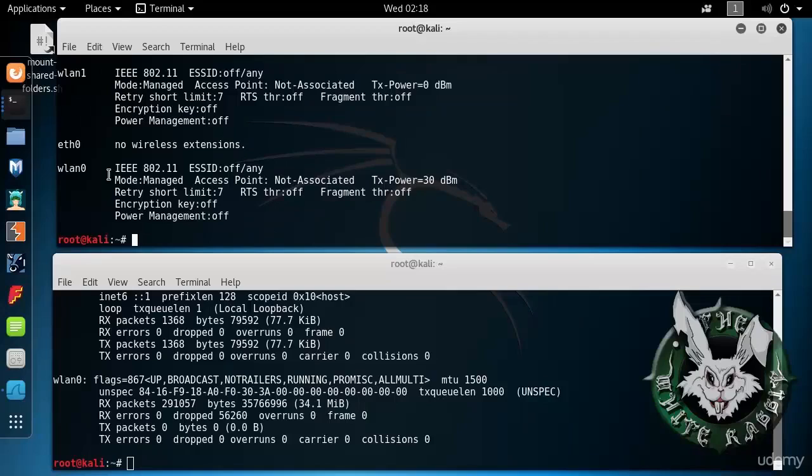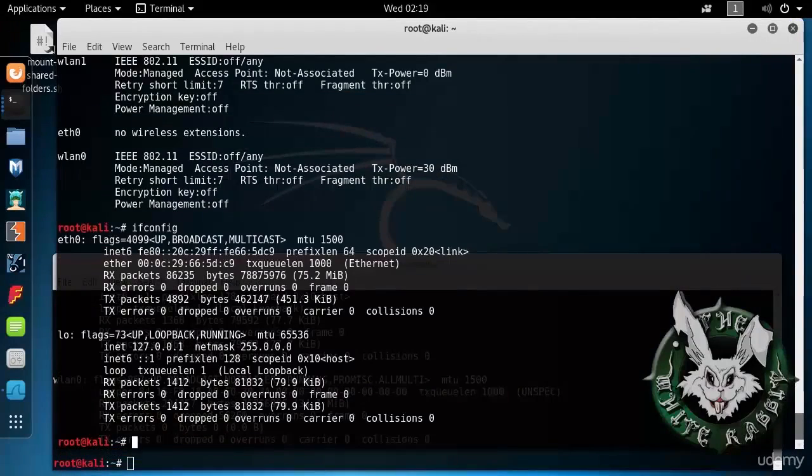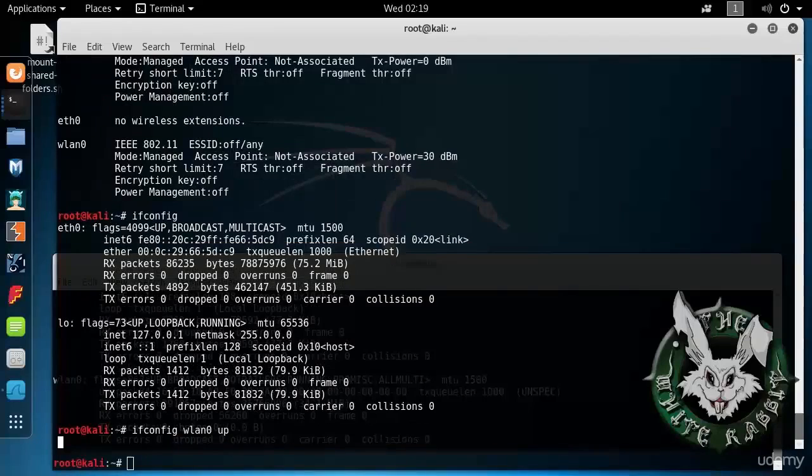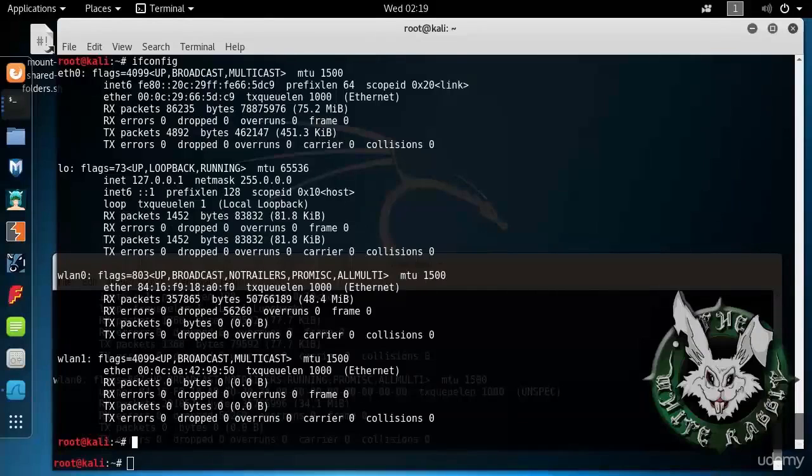Okay, we have WLAN0 and WLAN1. What about ifconfig? Neither of the WLAN interfaces is up, so we will bring them both up. We'll bring up WLAN0 with ifconfig WLAN0 up, and then bring up WLAN1 with ifconfig WLAN1 up, and verify that they are both up. So yes, they are.